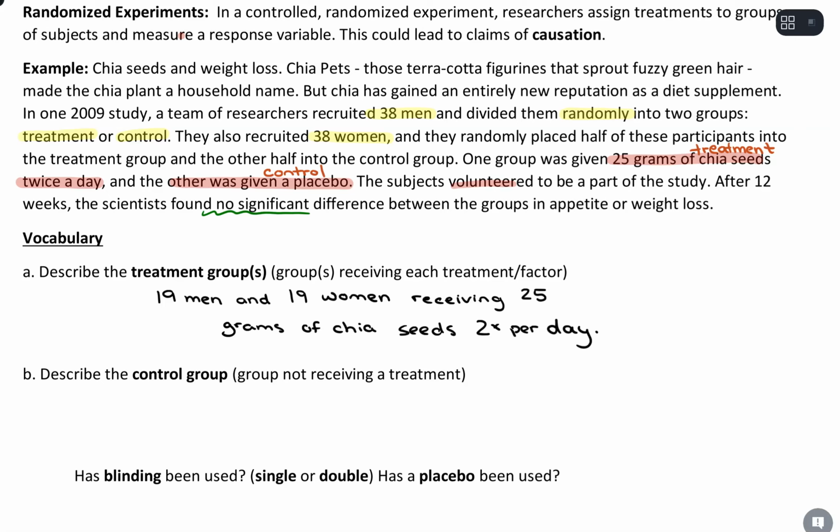All right. So that's our treatment group, the group that's receiving the treatment, where the treatment is the thing that the researchers are changing in the environment, which in this case is giving them those 25 grams of chia seeds. The control group is the group that's not receiving the treatment. In this case, we're giving them a placebo. We could also run this study without a placebo, but a placebo strengthens it.